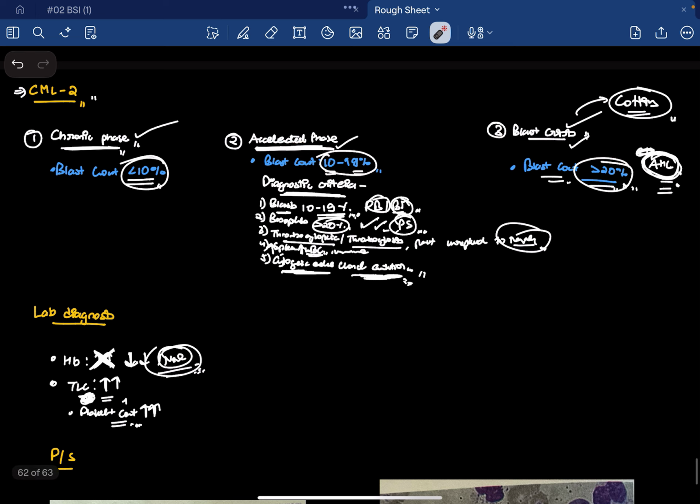So the diagnostic criteria: blasts have to be 10 to 19%, basophils have to be more than 20%, thrombocytopenia or thrombocytosis unrelated to therapy, increase in the spleen size, increase in WBCs. Cytogenetic evidence of clonal evolution should also be there.